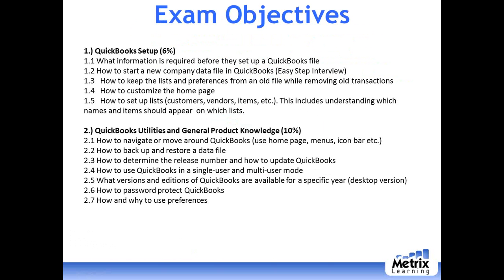Section number 2 is QuickBooks Utilities and General Product Knowledge. This is 10% of the questions, so approximately 5 out of those questions will be on the exam. You'll need to know how to navigate or move around QuickBooks using the home page, menus, icon bar, and so on. How to back up and restore a data file by going to File, Open or Restore a Company. How to determine the release number and how to update QuickBooks. How to use QuickBooks in single-user and multi-user mode, what different versions and editions of QuickBooks are available for a specific year, how to password protect QuickBooks, and how and why to use preferences.